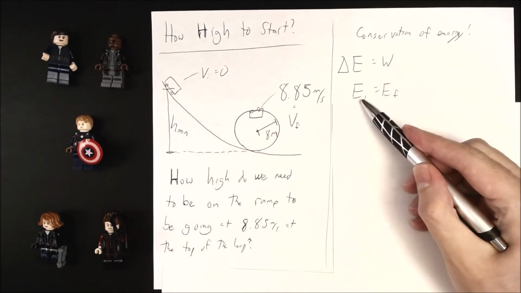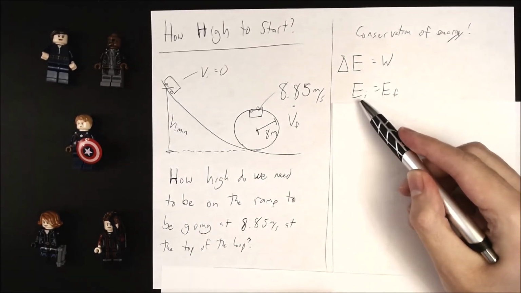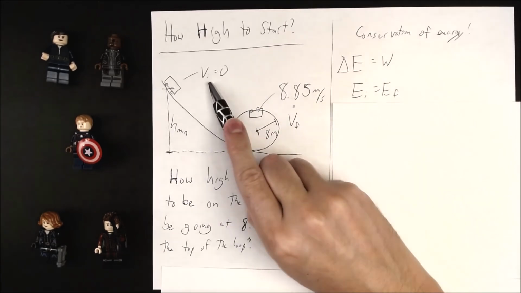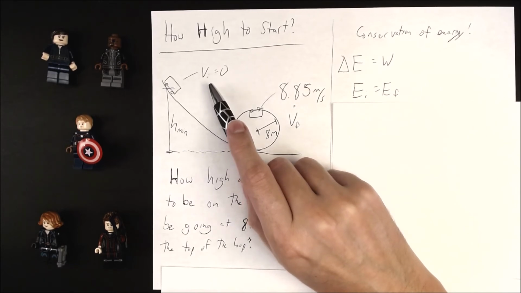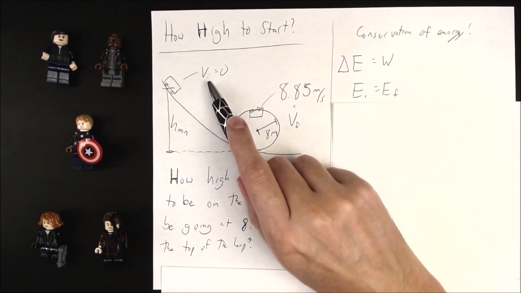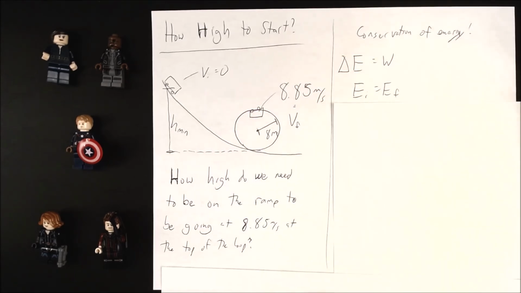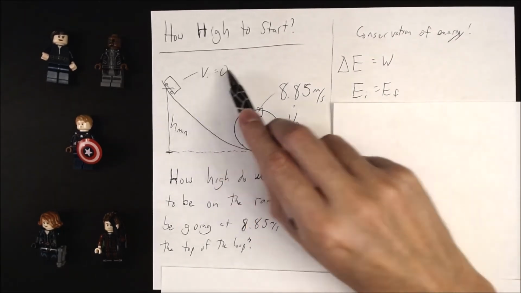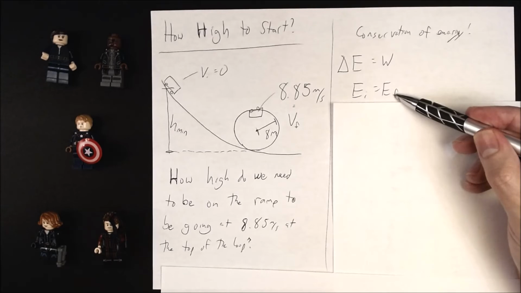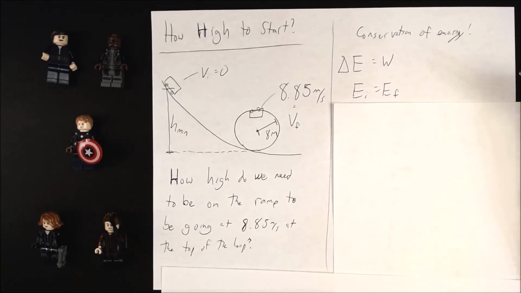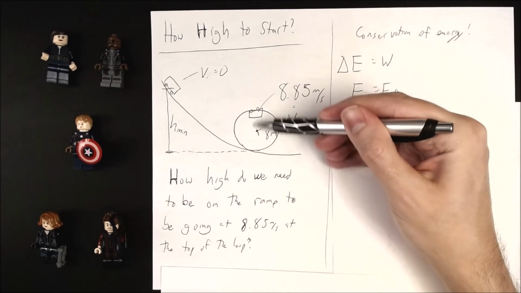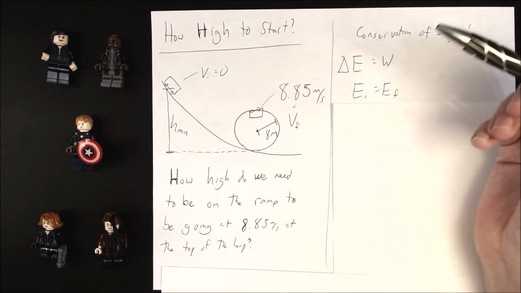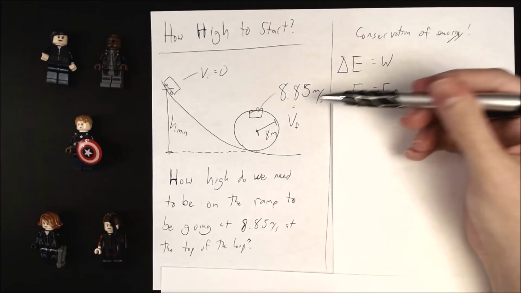What kinds of energy do we have initially? Well, at the very beginning, do we have kinetic, potential, spring, rotational? It looks like we've just got gravitational potential energy initially, because the initial velocity is 0. What about at the end? Well, we've got gravitational potential because it's not at the ground, and we've got kinetic because it's going at 8.85 meters per second.